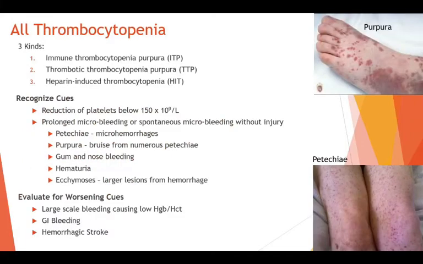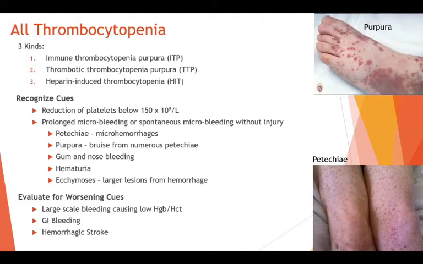We can talk about the thrombocytopenias. So what we're going to do is we're going to talk about thrombocytopenias. There are three kinds of thrombocytopenias, and then we're going to talk about clotting disorders. We have three kinds of clotting disorders. We have disseminated intravascular coagulation, we have hemophilia, and we have factor 7 deficiency, vitamin K deficiency. So we have three clotting disorders, we have three thrombocytopenias.